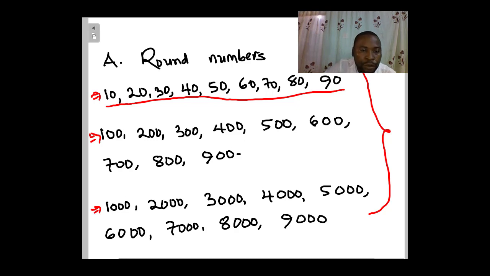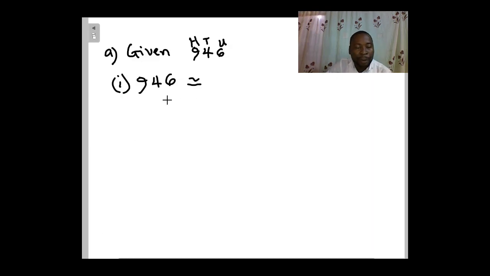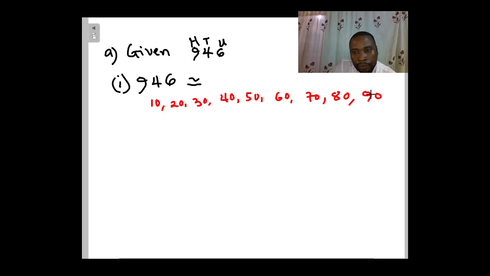So come back to the number in question. The number in question is 946. Round it to the nearest 10. So that we can refer to it, let me write my tens here. All the tens. I'm not supposed to do this, but I want to do it for clarity. Beautiful. Now, having done this, come to this number.